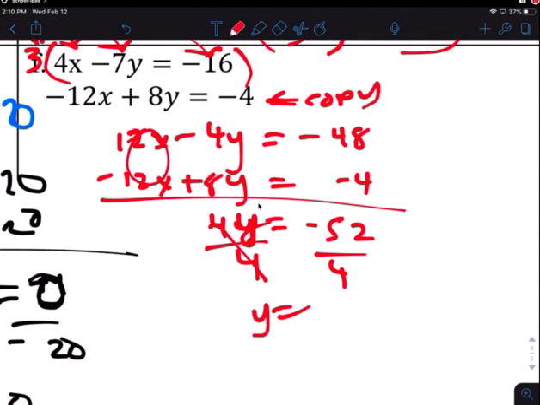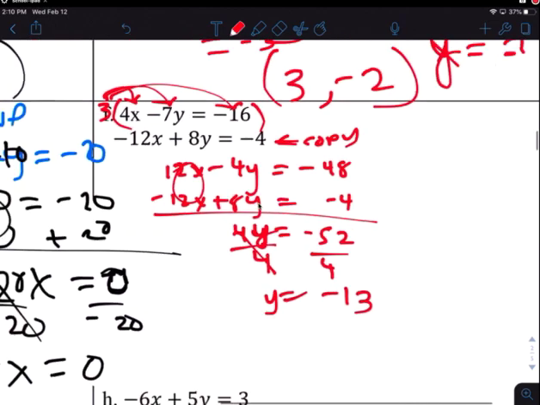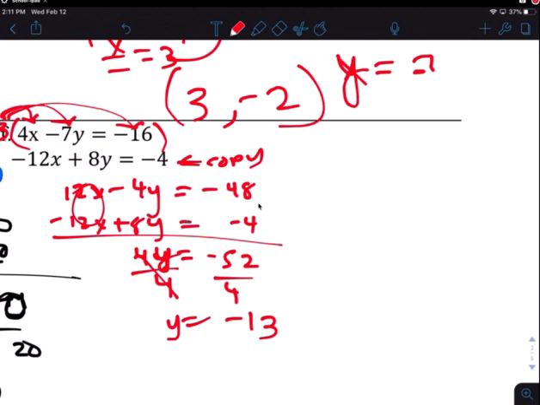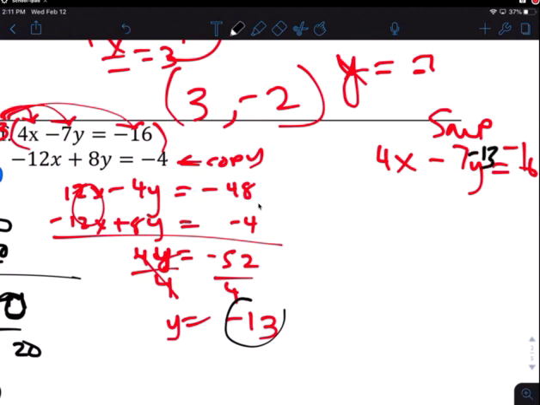Um, 12, right? Negative 12? No, 16. How many times is it going? Okay, 52 divided by 4, 13, negative 13. So y is negative 13. Save one of them, 4x minus 7y equals negative 16. It doesn't matter which one you save. So you put the negative 13 under y. And that's 91 here.